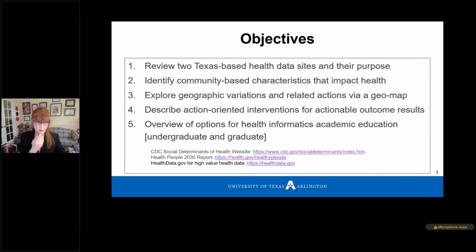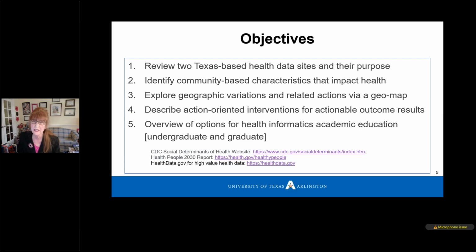So the objectives for today are to review some Texas healthcare-based data sites and their purpose, to identify community-based characteristics that impact health, explore geographic variabilities and variations, and also describe action-oriented interventions. And then Dr. Johnson will follow up with an overview of options for health informatics academic education, both undergraduate and graduate.